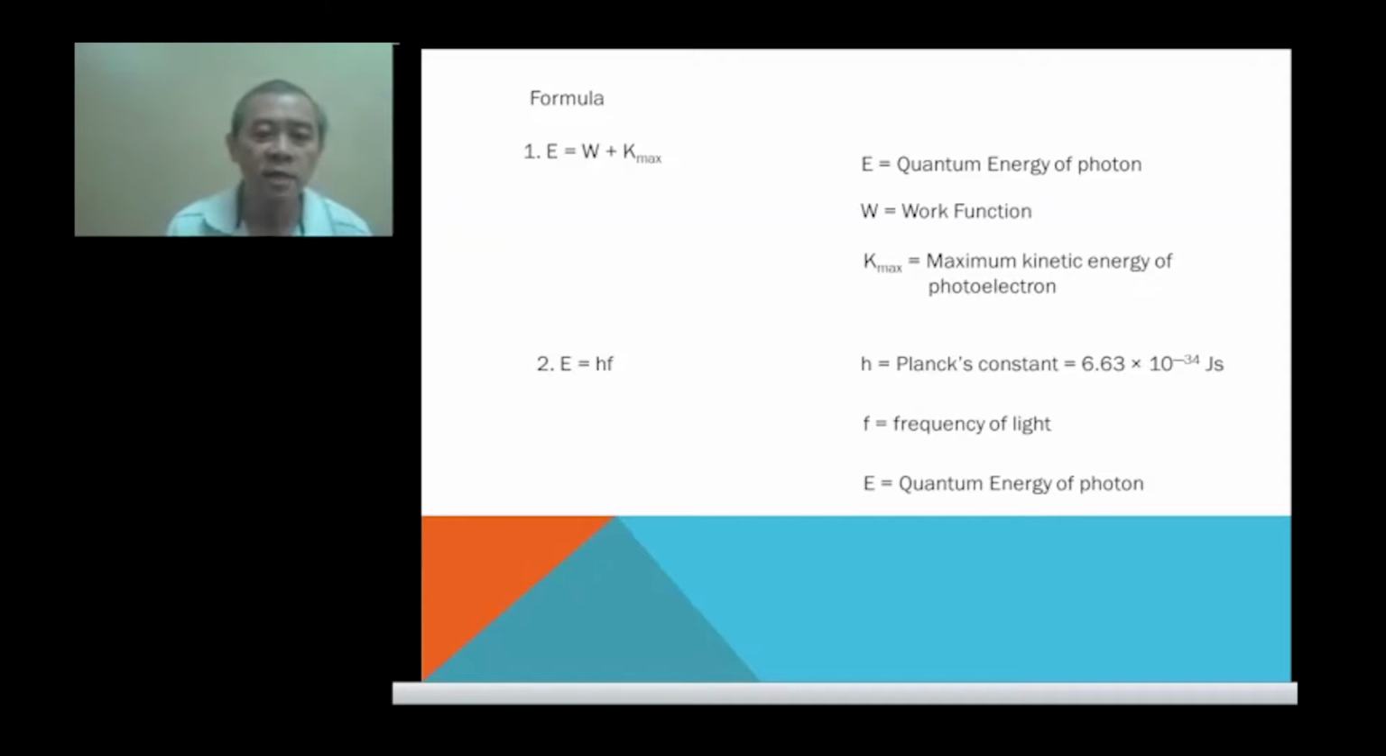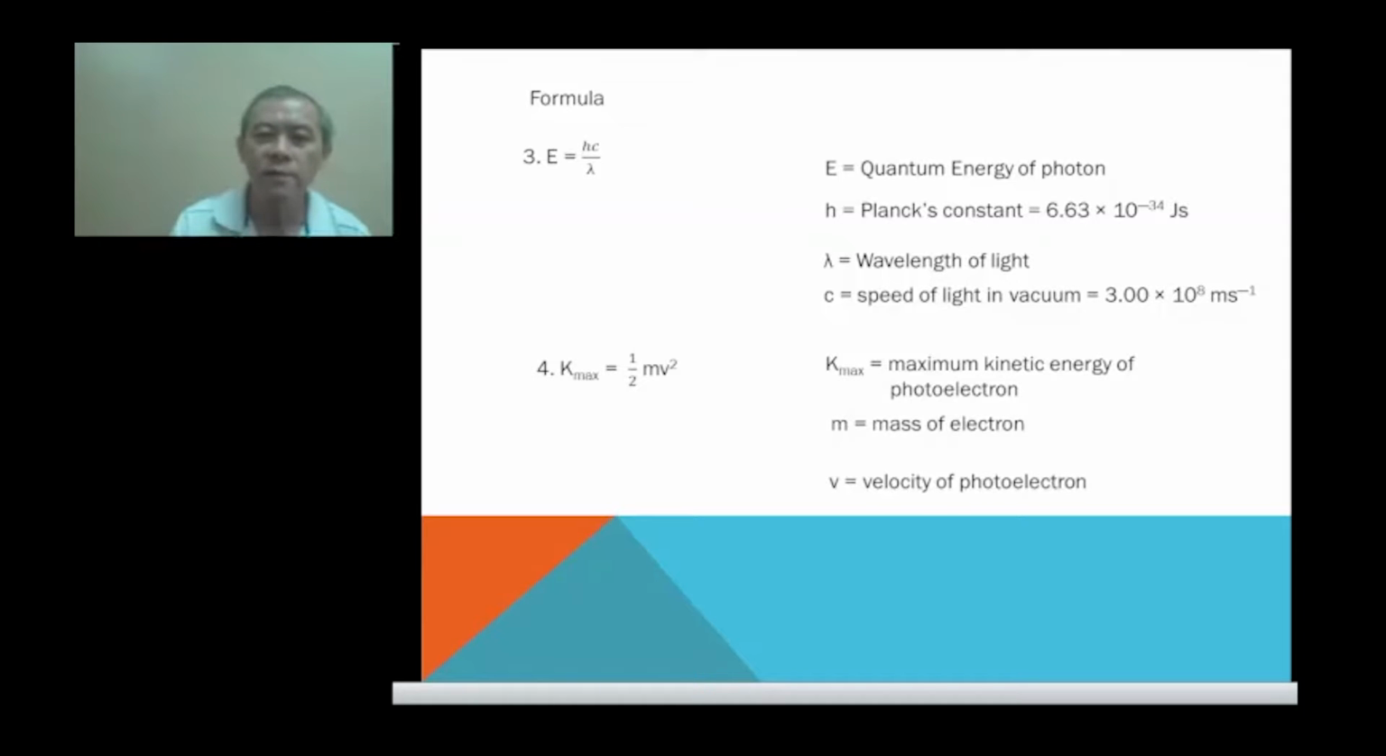Okay, second formula, E equal to hf. h is the Planck's constant, equal to 6.63 times 10 power negative 34 joule second. f is the frequency of light. E is the quantum energy of photon. Okay, next formula. E equal to hc over lambda. E is the quantum energy of photon. h is the Planck constant. Lambda is the wavelength of light. And c is the speed of light in vacuum, equal to 3.00 times 10 power of 8 meter per second.